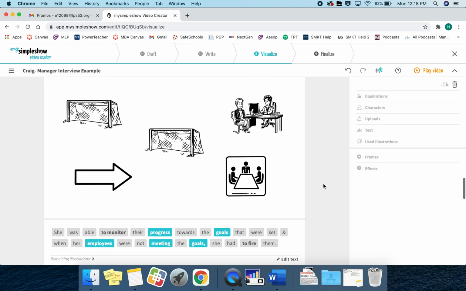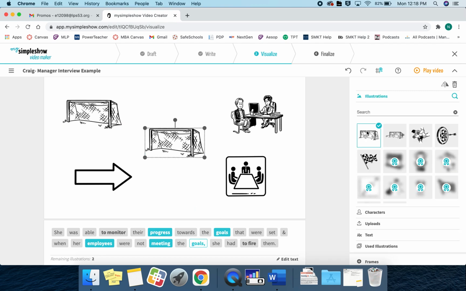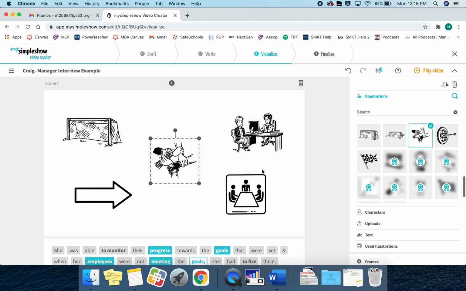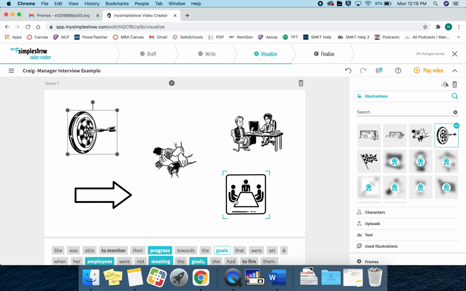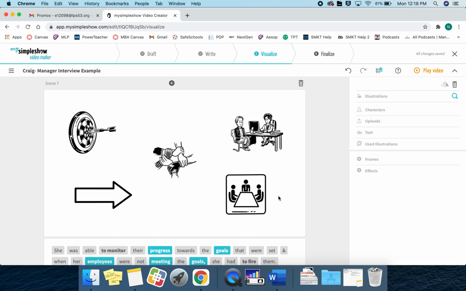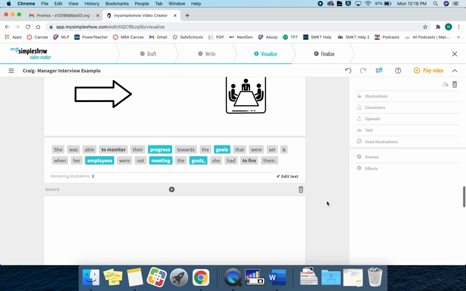For example, we see the word goal, and so they put a soccer goal. That doesn't make sense with what we have. Maybe that makes a little bit more sense, or the bullseye makes a little bit more sense, or maybe something totally different makes sense. So make sure that you are looking at these graphics. If I see a soccer ball, it probably doesn't make sense with your manager interview.